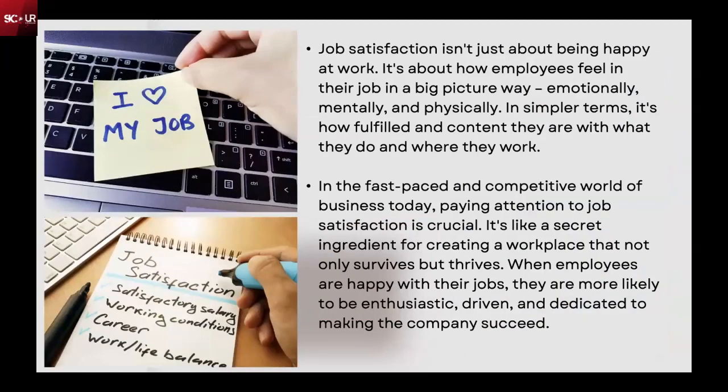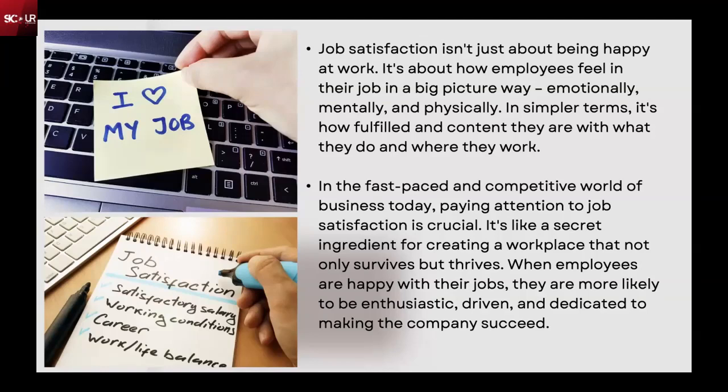So somehow or other, job satisfaction is not only about being happy at work. It is also about how employees feel about their job in a big picture way, emotionally, mentally, and physically. In simpler terms, it is how fulfilled and content they are with what they do and where they work. And lastly, in the fast-paced and competitive world of business today, paying attention to job satisfaction is crucial.